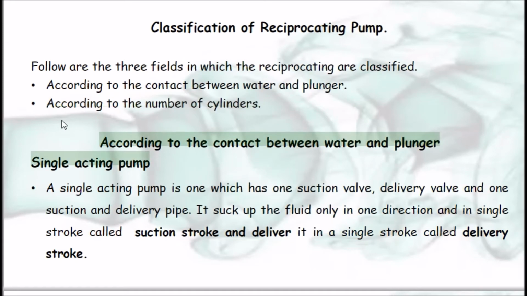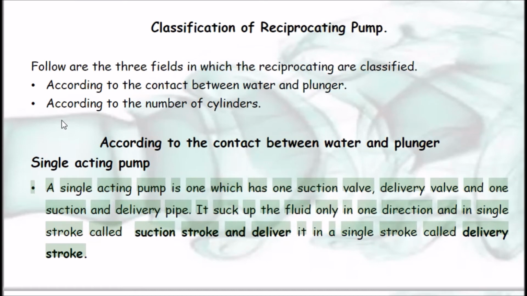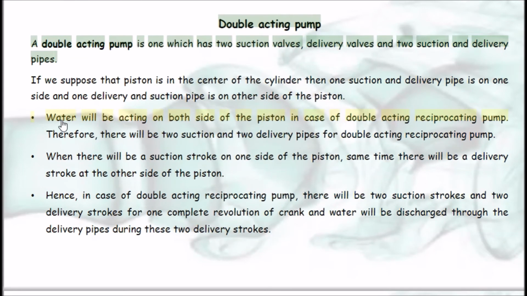According to the contact between water and plunger: single-acting pump. A single-acting pump is one which has one suction valve, one delivery valve, and one suction and delivery pipe. It sucks up the fluid only in one direction, in a single stroke called the suction stroke, and delivers it in a single stroke called the delivery stroke. Double-acting pump. A double-acting pump is one which has two suction valves, two delivery valves, and two suction and delivery pipes.